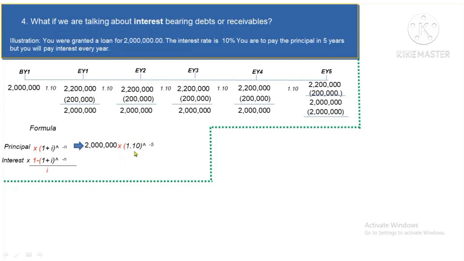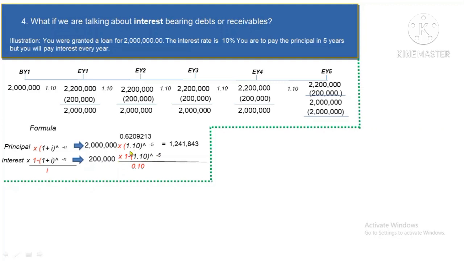If you're going to summarize this, then you're gonna get 0.6209213. So this one times this one, you're gonna get 1,241,843 rounded to the nearest whole number. And then as to the interest, you're gonna pay 200,000, the 10% from the 2 million. This is the agreed interest rate times the agreed principal. Sometimes this interest rate is also called the nominal interest rate. So you multiply that with 1 minus 1.10 raised to the power of negative 5 divided by 0.10.